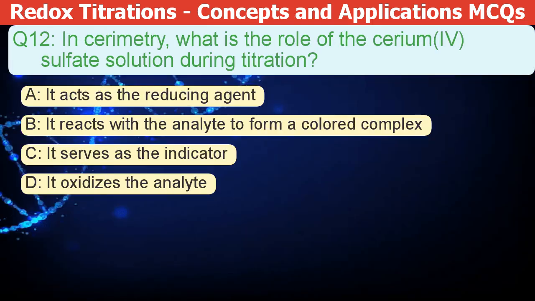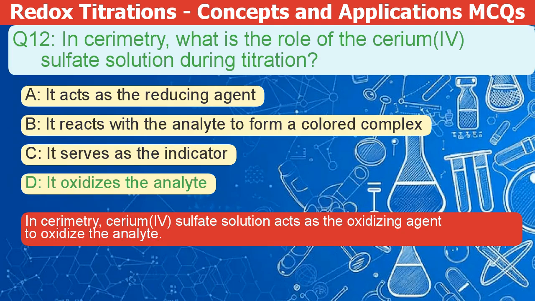In cerimetry, what is the role of the cerium(IV) sulfate solution during titration? A. It acts as the reducing agent. B. It reacts with the analyte to form a colored complex. C. It serves as the indicator. D. It oxidizes the analyte. The correct answer is D. In cerimetry, cerium(IV) sulfate solution acts as the oxidizing agent to oxidize the analyte.